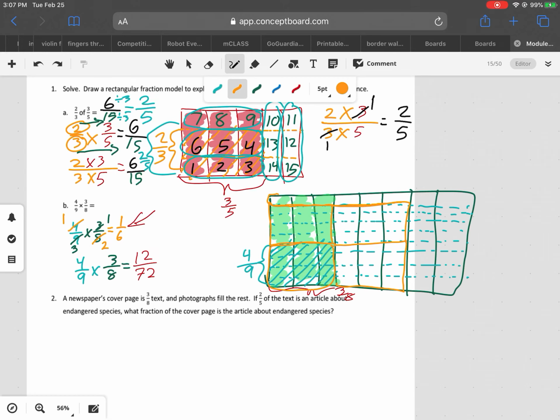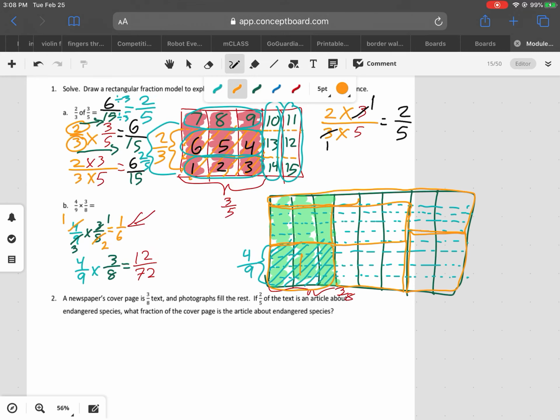Alright, oops, undo. So I have right here, I have 1, 2, and 3. Oops, I need 3 groups of 4. Yep, 3 groups of 4. 1, 2, 3, 4. 1, 2, 3, 4. 1, 2, 3, 4. And this is going to be a group. And this will be a group.